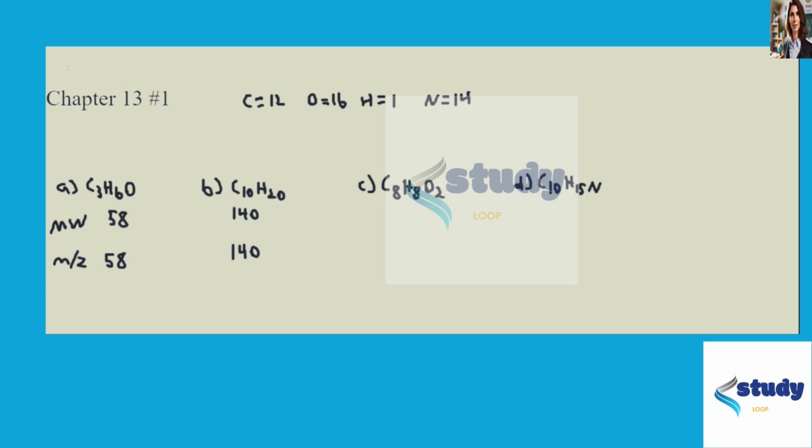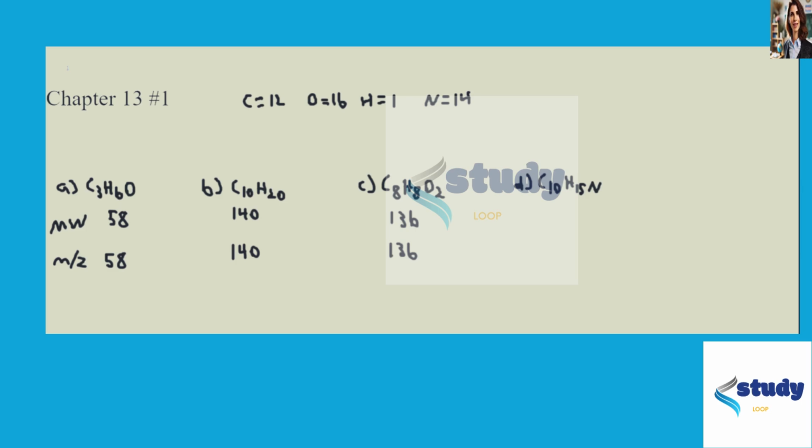Then we do the same thing for C. 8 times 12 is 96. 8 times 1 is 8. 16 times 2 is 32. When we add all of that together, we get 136. And so the M to Z is also going to be 136.